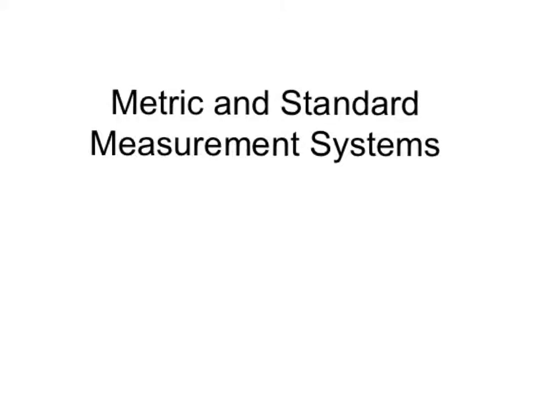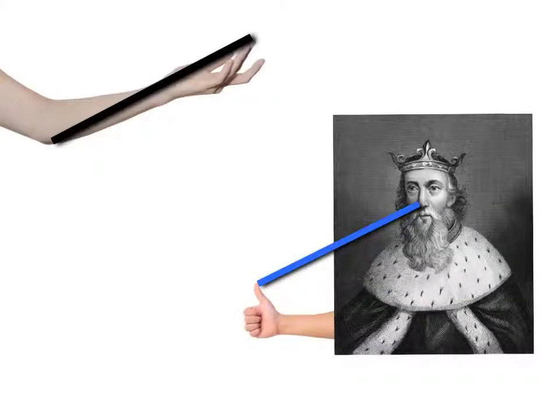In this video, we are going to look at the metric and standard measurement systems. We are going to see why we need them and how we can use them to measure things. We have not always had measurements that were standardized or the same everywhere. People used to measure things by what was easily available. Usually, people used their body parts to measure things.